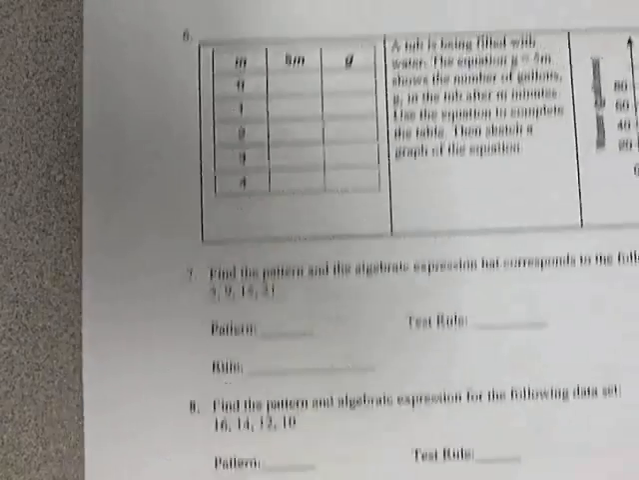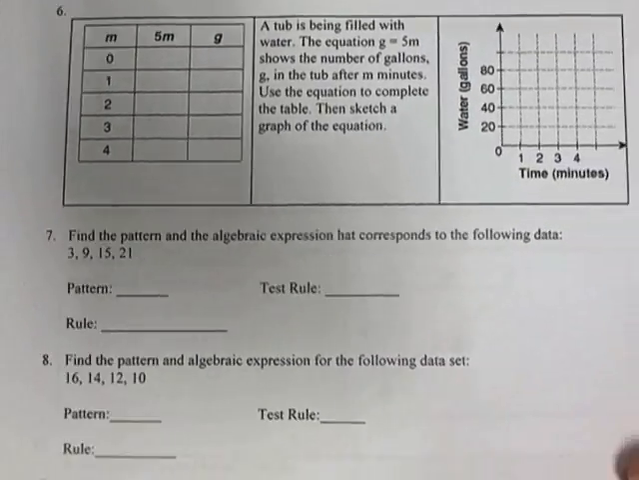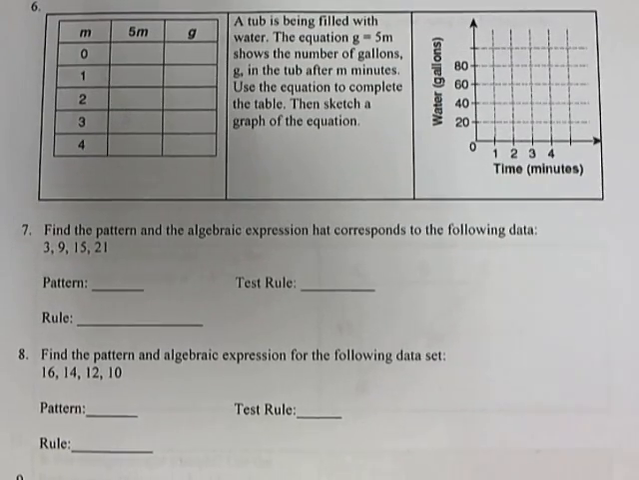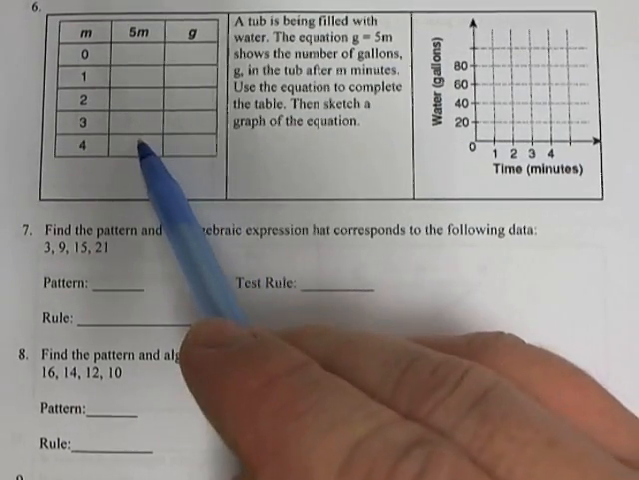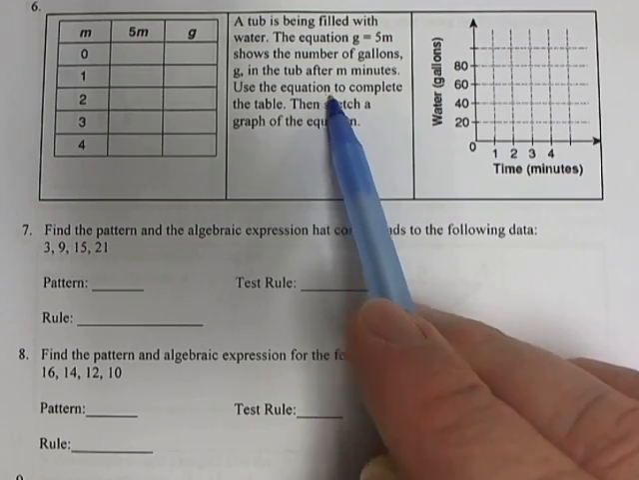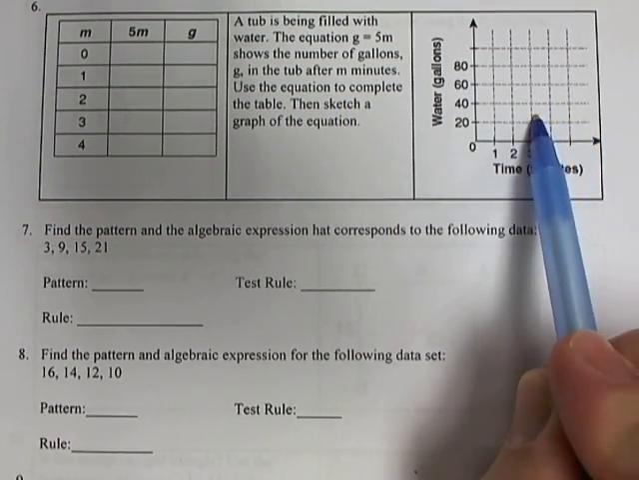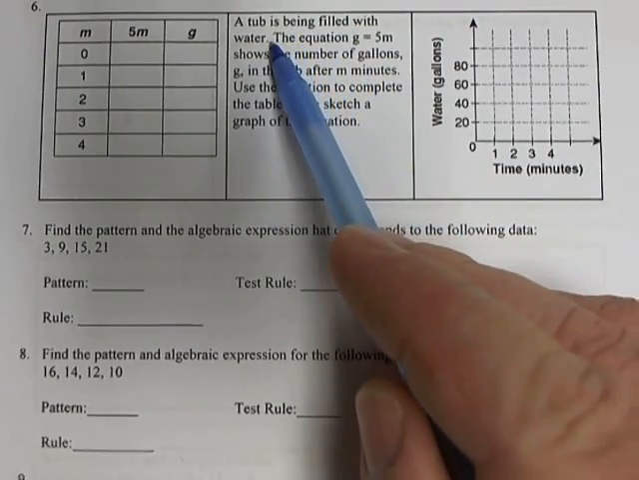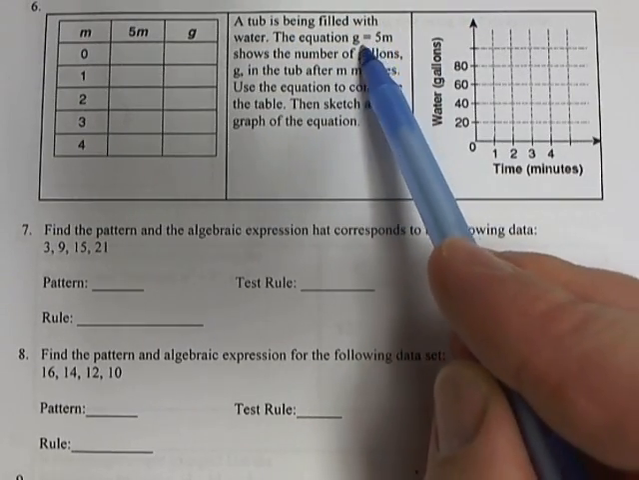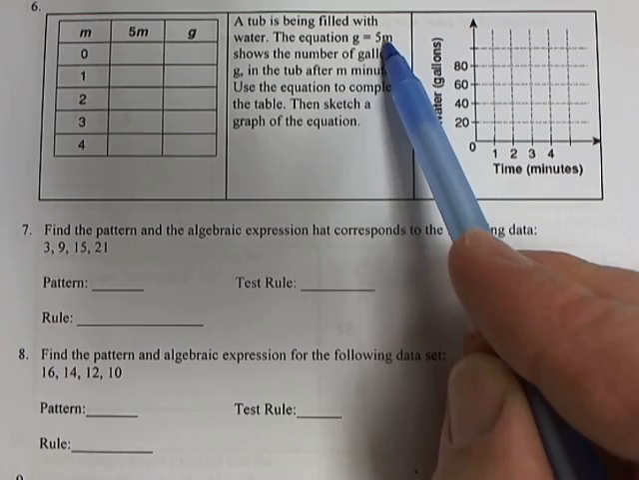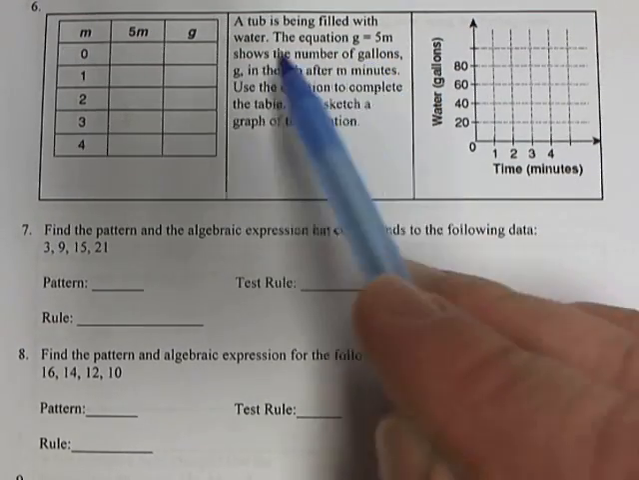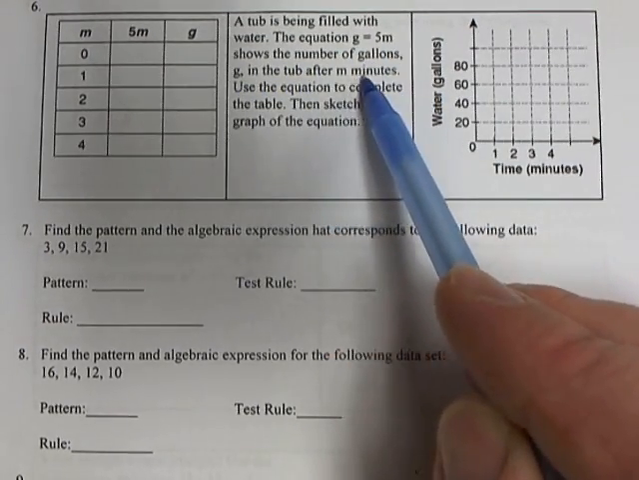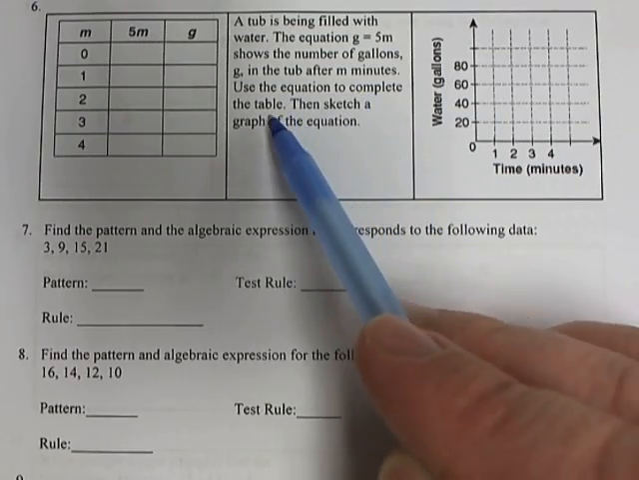Number 6. We have a table, we have our problem, and then we have our graph. So let's read the problem. A tub is being filled with water. The equation G equals 5 times M shows the number of gallons, G, in the tub after M minutes. Use the equation to complete the table.